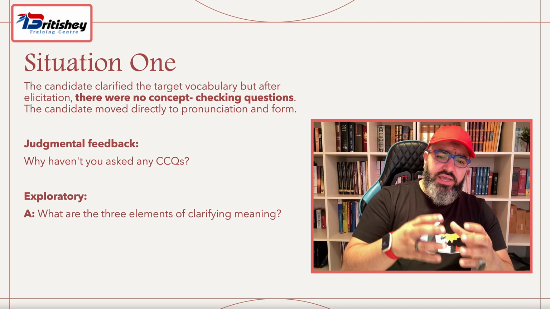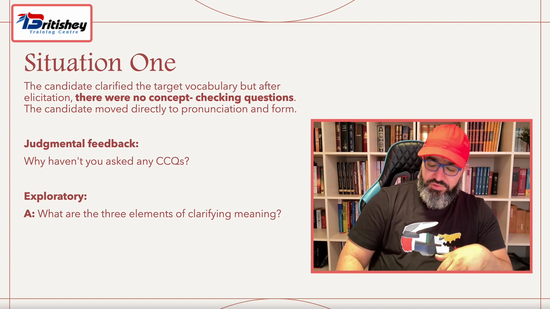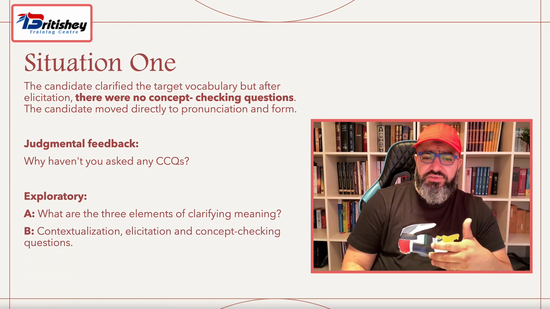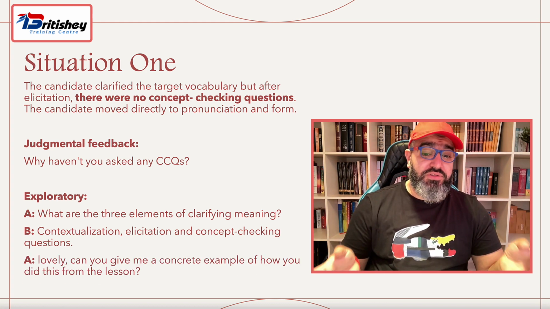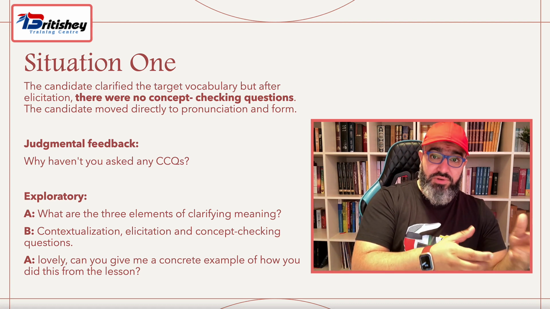What are the 3 elements of clarifying meaning? And then maybe B will say contextualization, elicitation, and concept checking questions. Then A would say, lovely. Can you give me a concrete example of how you did this from your lesson?